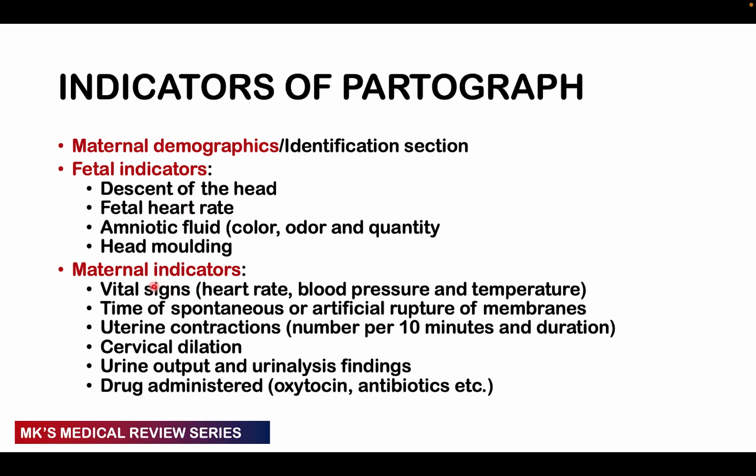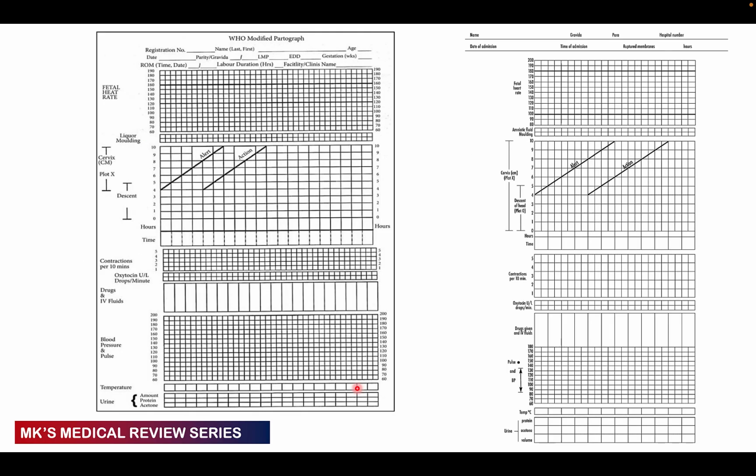Maternal indicators include the vital signs: the heart rate, the blood pressure, the temperature, the time of spontaneous or artificial rupture of membranes, any uterine contractions that are present, cervical dilatation, urine output and urinalysis findings, and any drugs that are administered, including oxytocin and antibiotics, among a few examples.